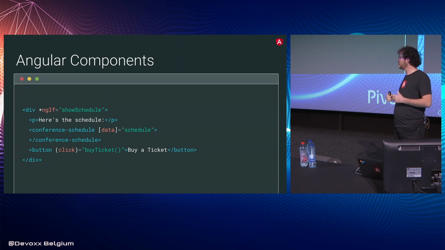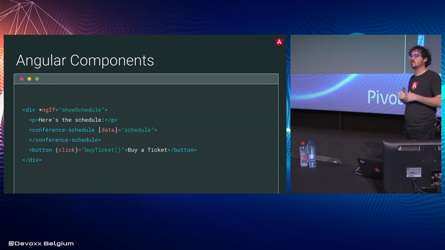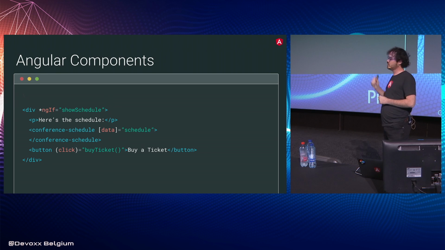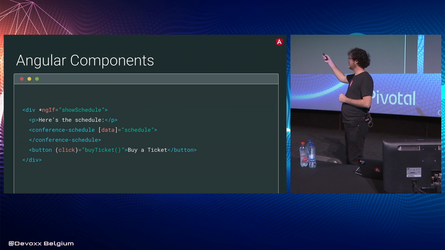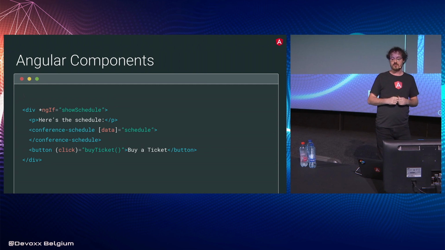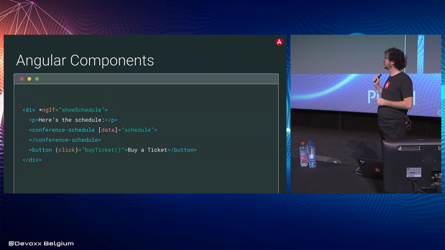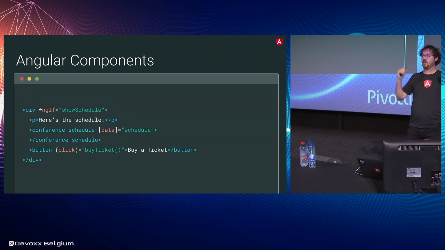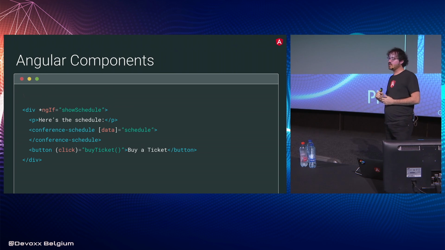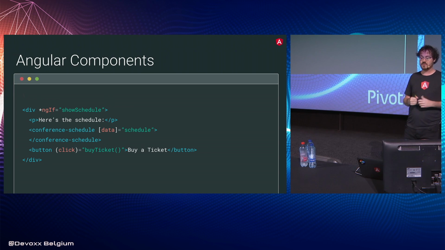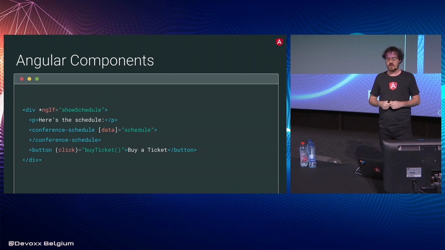Templates also support a control flow syntax through these things we call directives. So here we have the ngIf directive, and what it's doing is showing or hiding this conference schedule section based on the value of an expression. And on this conference schedule element, we have a binding to the data property indicated with square brackets. And that's telling Angular we want to pass the schedule field of our component class into this conference schedule element so that it can work with the data in the schedule.